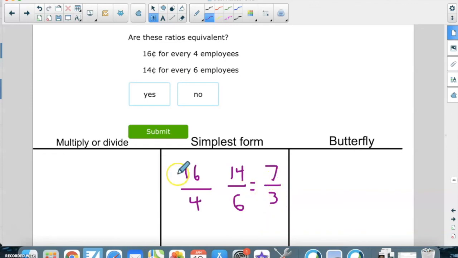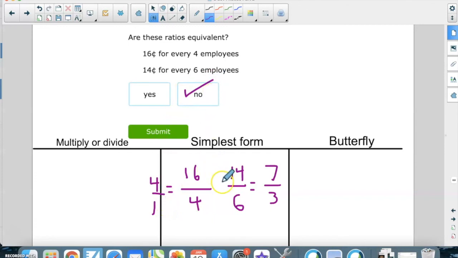This one, simplest form, would divide top and bottom by 4. And so, I give myself enough room. 4 divided by 4 is 1. 16 divided by 4 is 4. And as you can see, these are both in simplest form. And they're not equal, are they? This one is 4 cents for 1 employee, 4 to 1 ratio. So I would click on no.